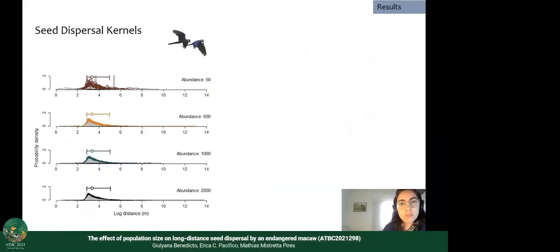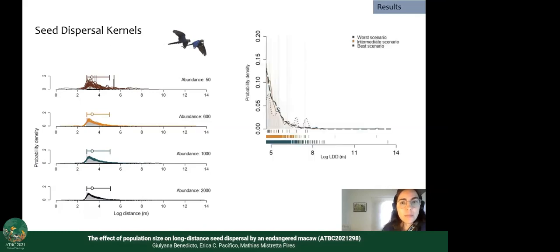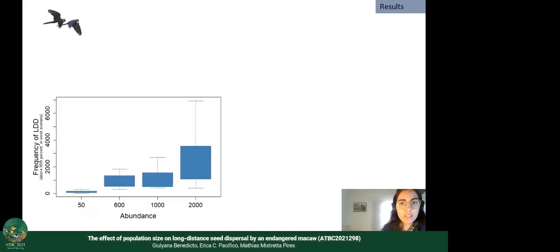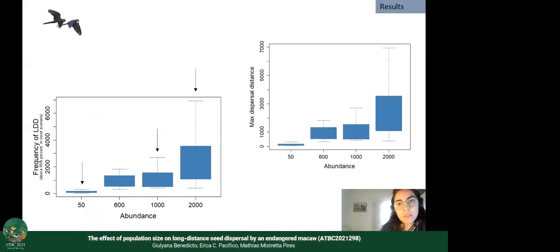Simulating seed dispersal with different macaw population sizes from 15 to 2,000 individuals, we found few changes in the shape of seed dispersal kernels. But when we look more closely at the tail of these distributions in the graph on the right, what we see is that the frequency of long-distance seed dispersal events increases considerably with population size. The frequency of LDD events is more than 20 times higher in a population of 1,000 compared to one of 50 individuals. This difference increases more in the scenarios of greatest abundance. The maximum dispersal distance is also much greater on average in simulations with large populations.